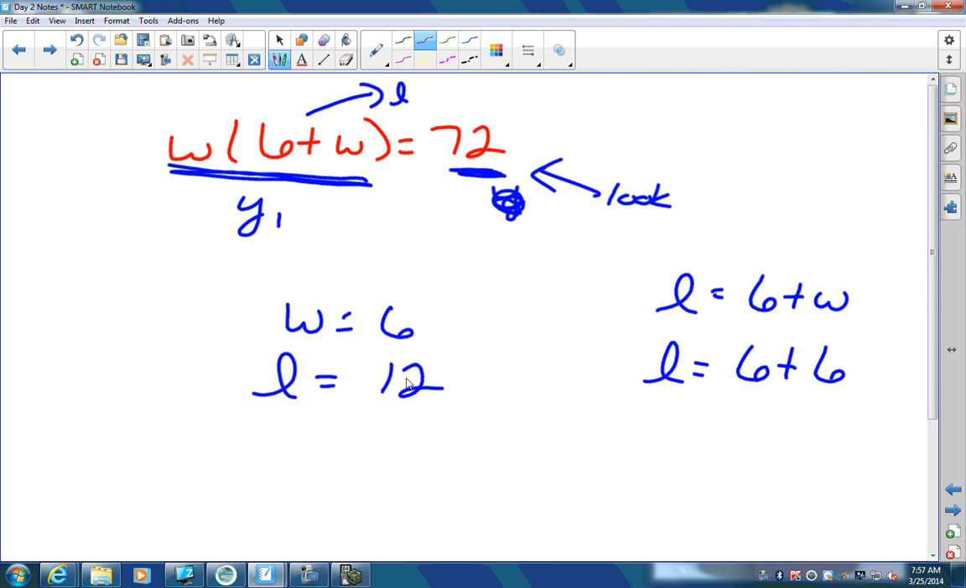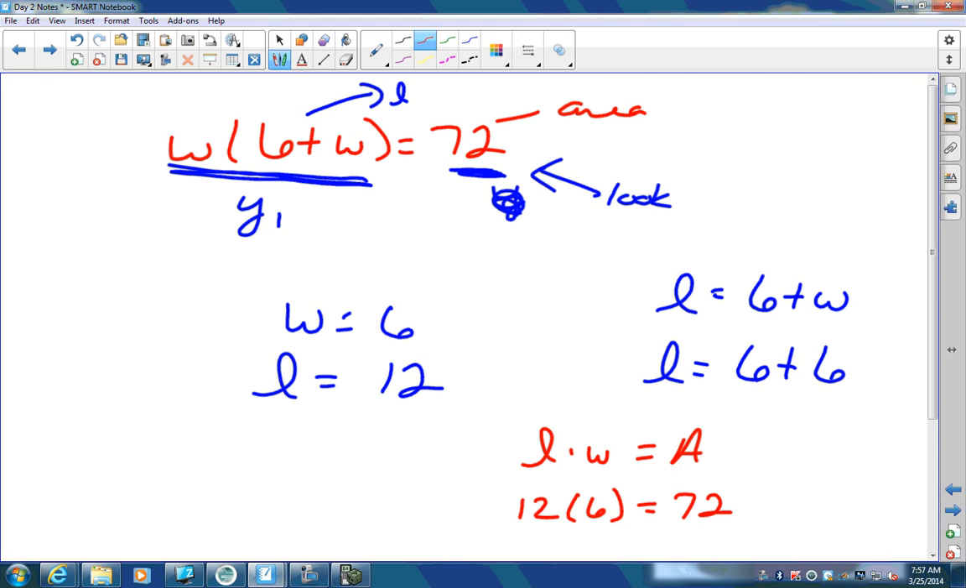When you come up with these two numbers, when you take length times width, that's supposed to equal the area. 72 is the area. So if you take 12 times 6, does that give you 72? It should.